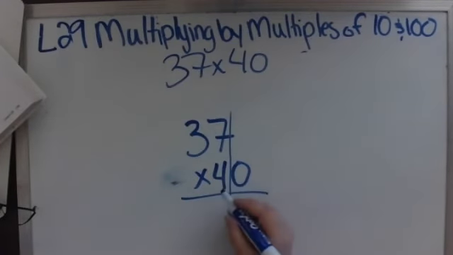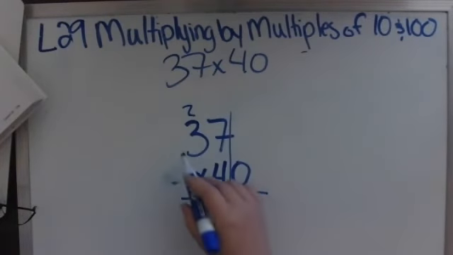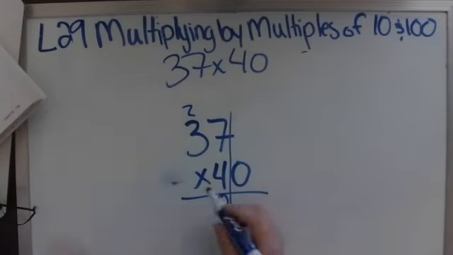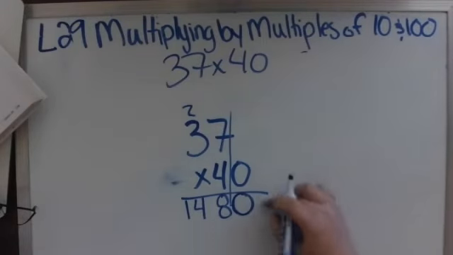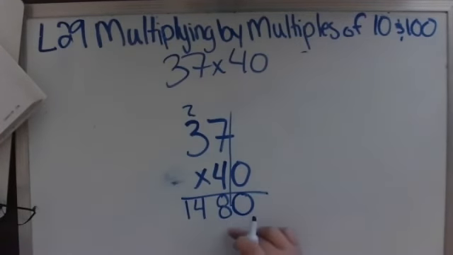So I'm going to do 4 times 7, which is 28, carry the 2. 4 times 3, which is 12, plus 2 is 14. I have 148. Add my 0 down. Remember that 0 I didn't use? We're going to bring it right down, and it's going to be 1,480.